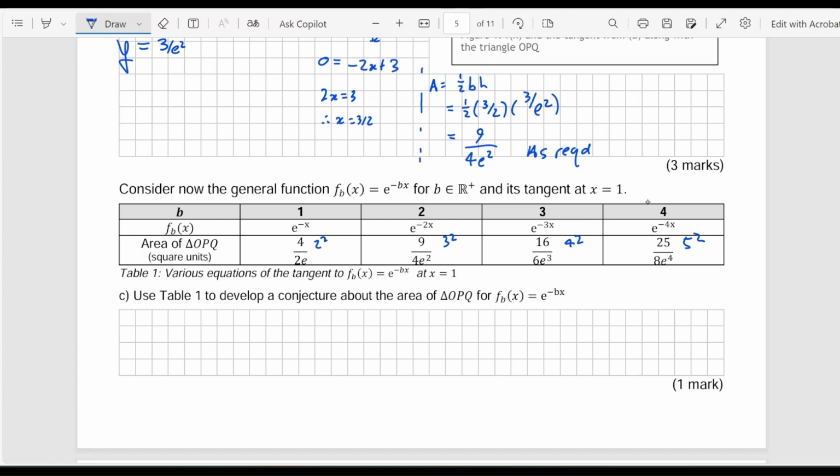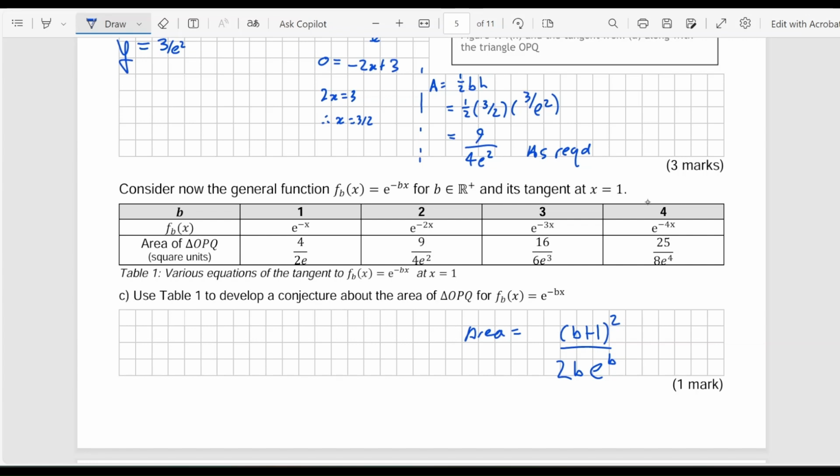So the area is going to be, let's see, I might just give myself a bit more room here. Area, so it's going to be 1 more than b, and square it. Now on the bottom, the pattern's hopefully a little bit easier to spot. It is 2, 3, 4, so it's going to be e to the power of something on the bottom there. And the number with the e is just 2b. 2 times 1, 2 times 2, 2 times 3, 2 times 4.